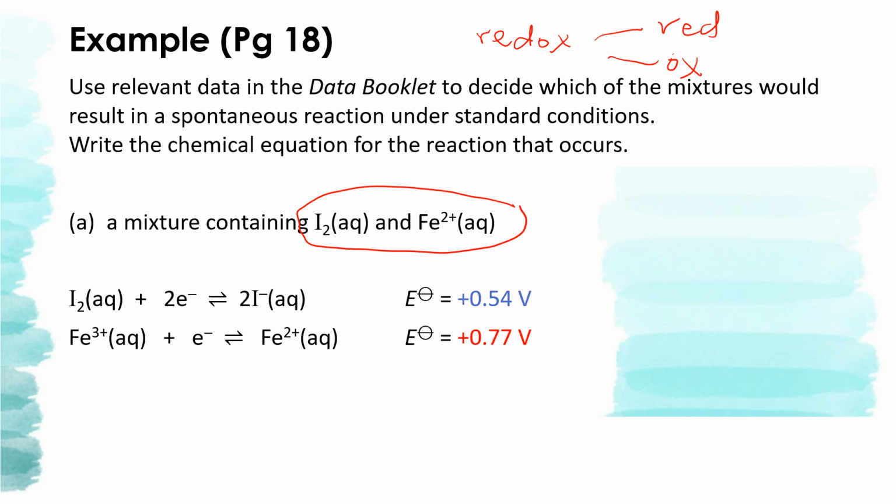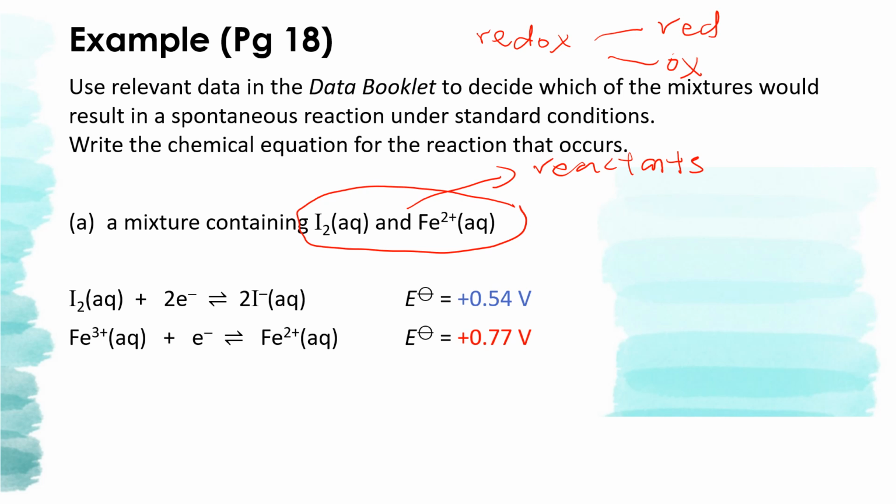So maybe we start hunting for the information from our data booklet, and we have 0.77 and 0.54 here. And when this question says a mixture containing I2 and Fe2+, what you should interpret it as is that they must be the reactants in the overall equation. That means I2 must react with Fe2+.